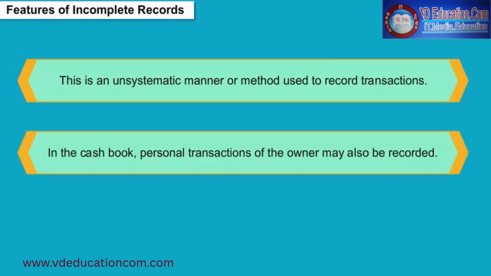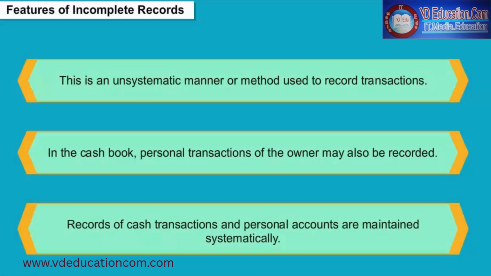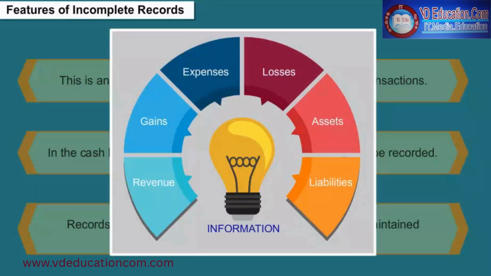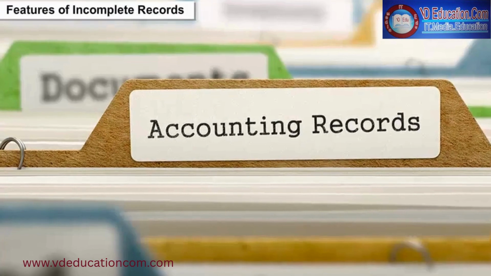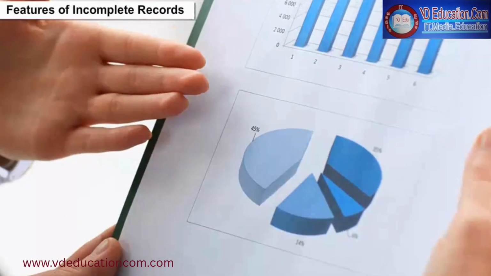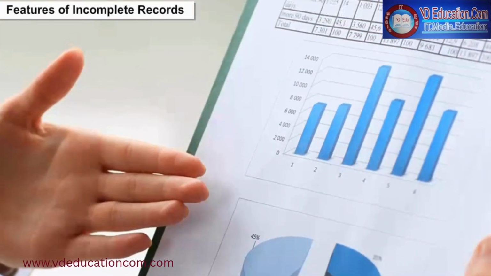In the cash book, personal transactions of the owner may also be recorded. Records of cash transactions and personal accounts are maintained systematically. However, no proper information is available regarding revenue, gains, expenses, losses, assets and liabilities. Firms maintain records as per their convenience, hence there is no uniformity and the information is not comparable.